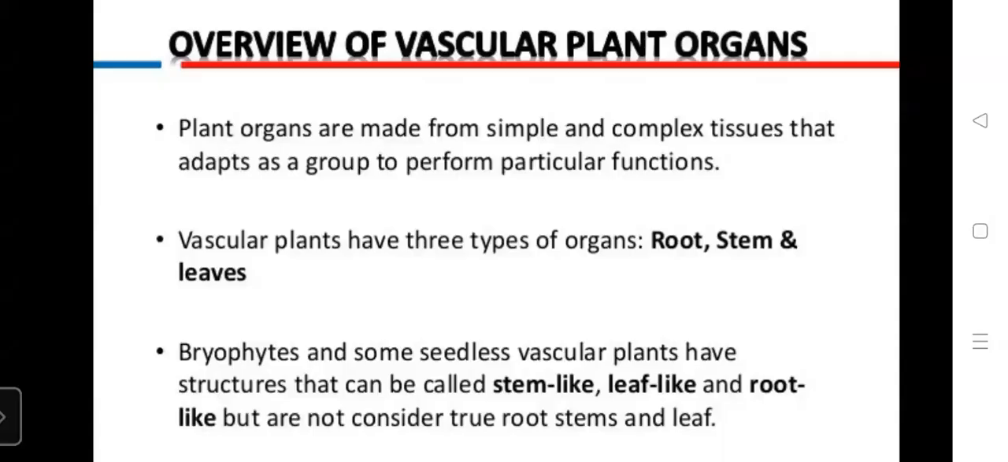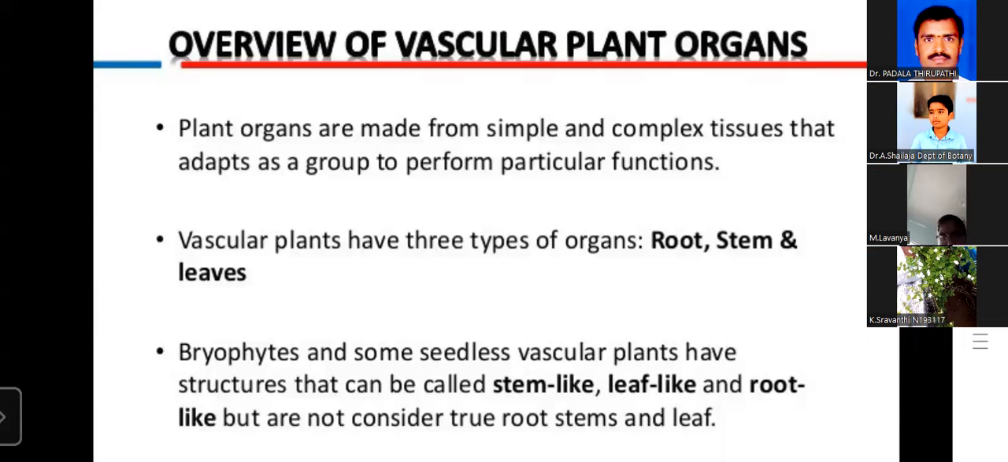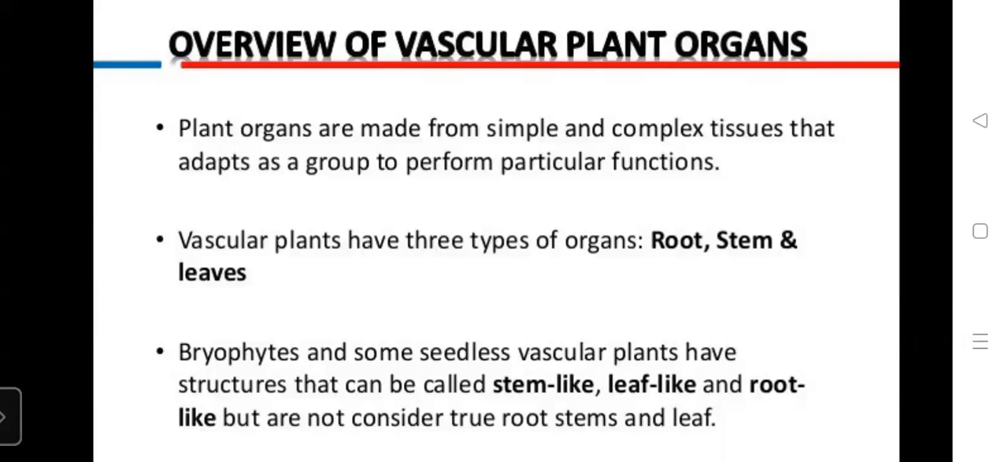Please wait, sir. So today onward, I'm going to start the overview of vascular plant organs. Mainly, these are three types: root, stem, and leaves. Today I'm going to discuss the root. The plant organs are made from simple and complex tissues that adapt as a group to perform particular functions. Plants have three types of organs: root, stem, and leaves.